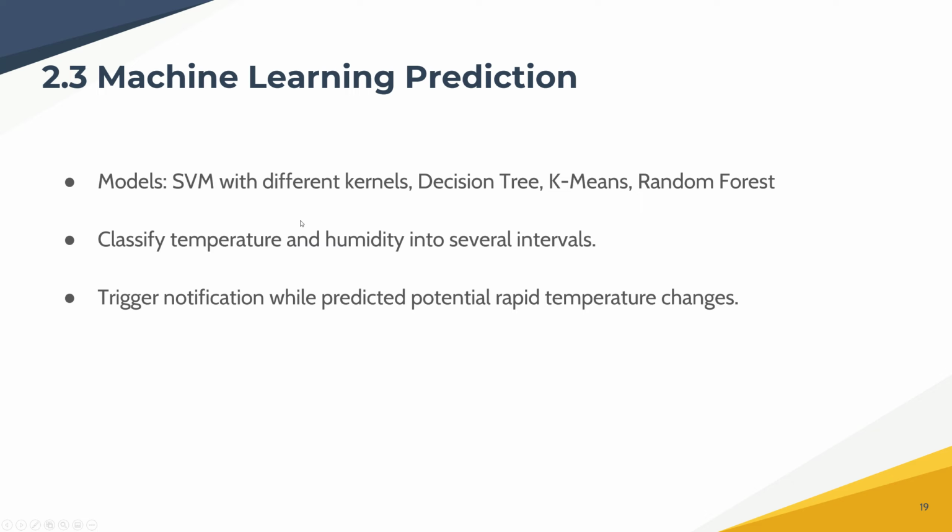For the machine learning prediction, we have the SVM with different kernels. Also, we have decision tree, k-means, and random forest. Basically, we're going to cluster the temperature and humidity information into different clusters. For the forecasting, what we mainly do is detect if the forecasted information is extremely higher or lower than the previous one, which means it may change into another cluster. In this case, we're going to trigger a notification.